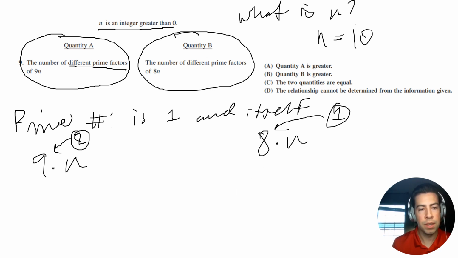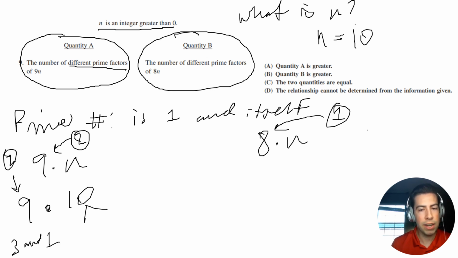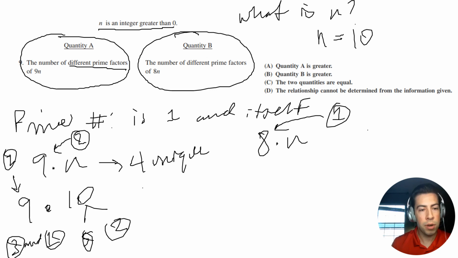All right, guys. Okay, so if n was 10, we'd have 9 times 10, right? And remember, since this is multiplication, we can just break these things down, right? So again, 9 is only going to have two prime factors, right? But what are they? It's 3 and 1, right? Okay. So what are the prime factors of 10? Well, the prime factors of 10 are going to be 5 and 2, okay? So now, for 9n, we have 1, 2, 3, 4 unique prime factors. I'm going to call it PF, right? 4 unique prime factors, okay?